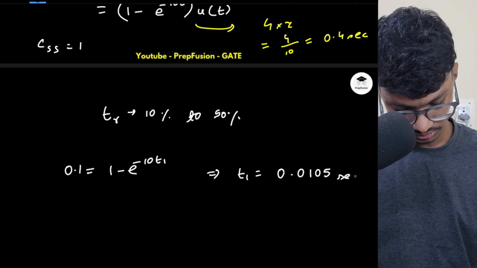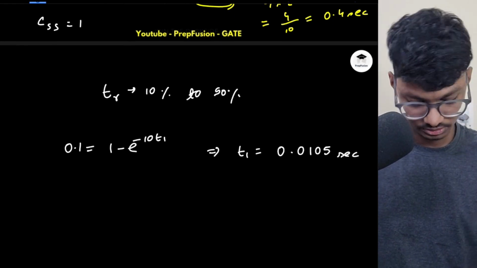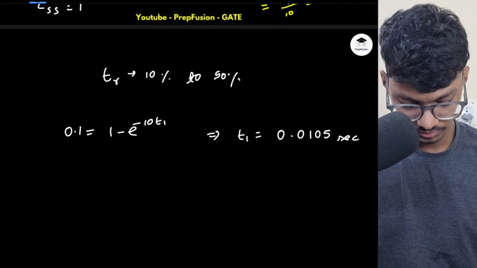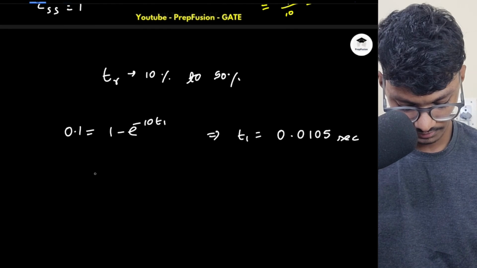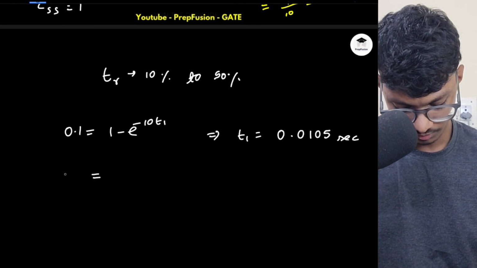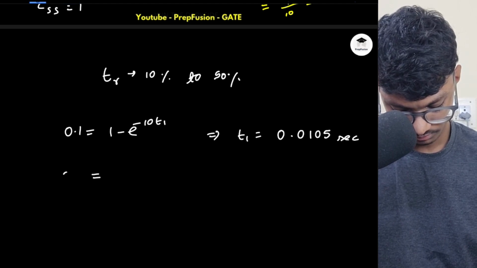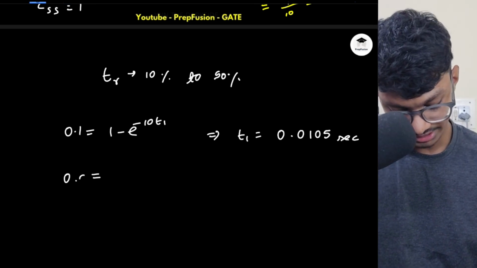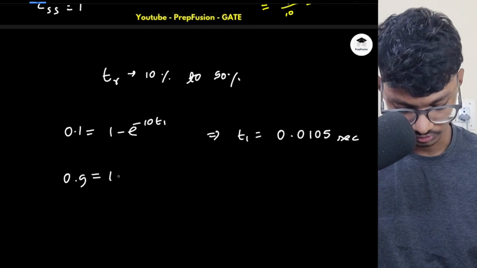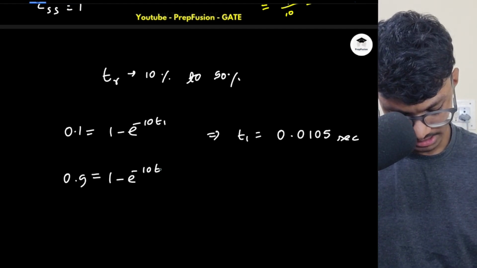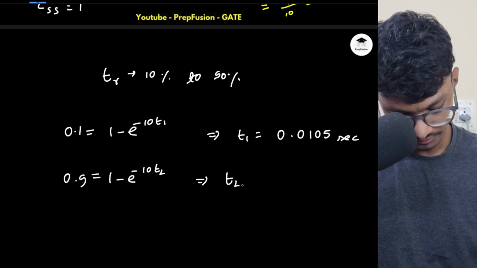Okay, so T1 will be 0.0105 seconds. And 90% I will reach when, let's assume at time T2. So this will be 1 minus e raised to power minus 10 T2. So what will be the value of T2 now?